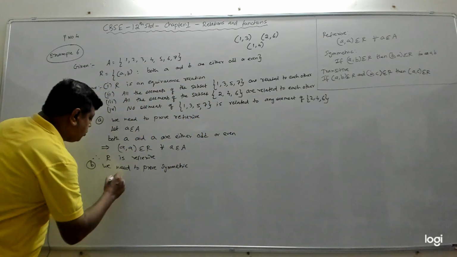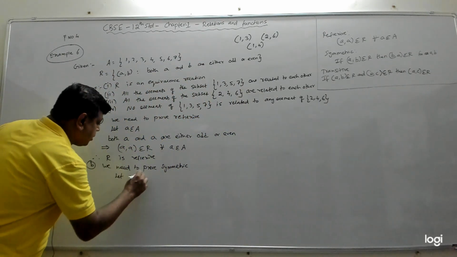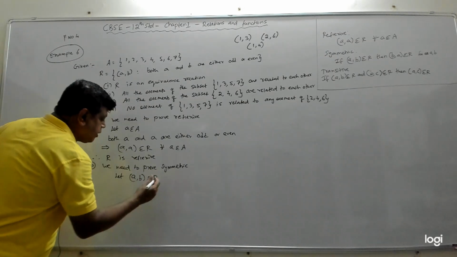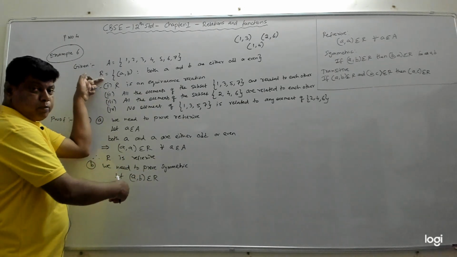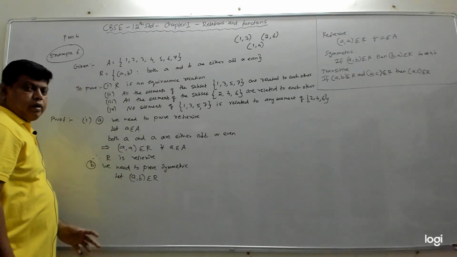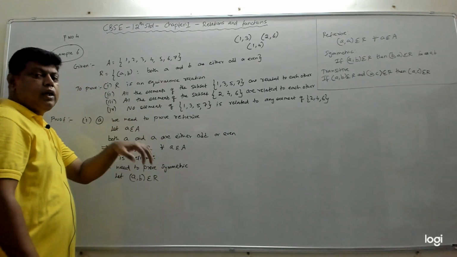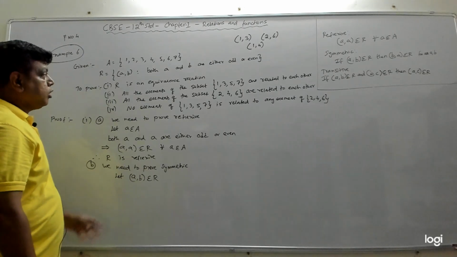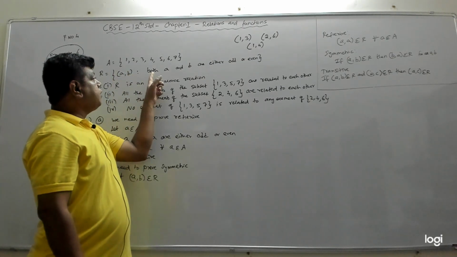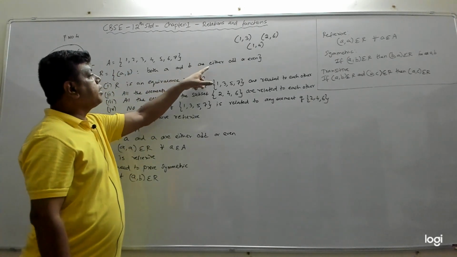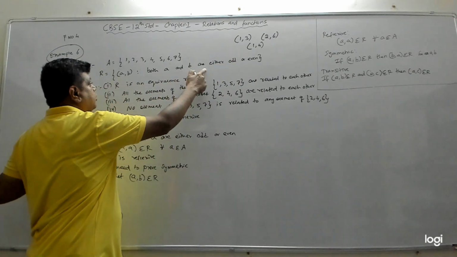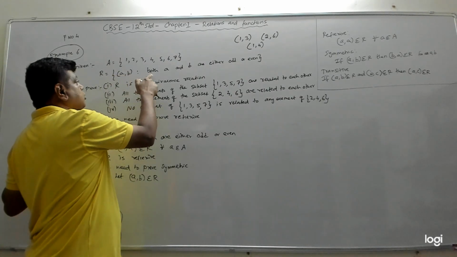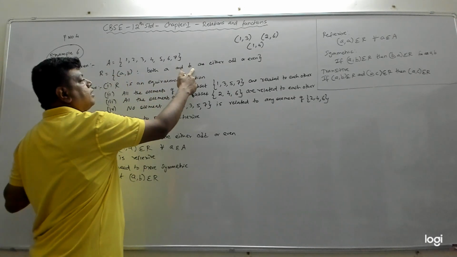Right? So how do we start? We will say let (a, b) belong to R. So I am taking one element from the relation R and we must prove that the reverse of that element, which is (b, a), should be in R. To prove (b, a) should be in R, we should prove that b and a are either odd or even. This is the definition. To prove (b, a) is in R, I should show that both b and a are either odd or even.